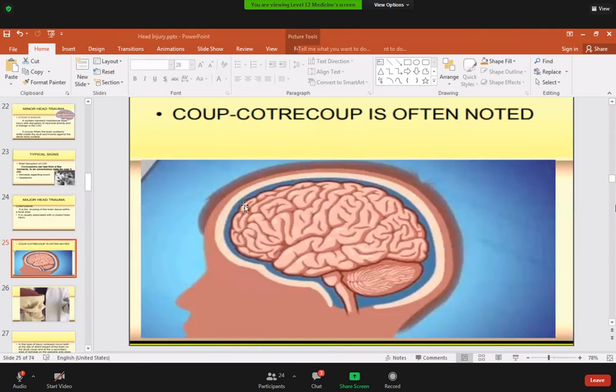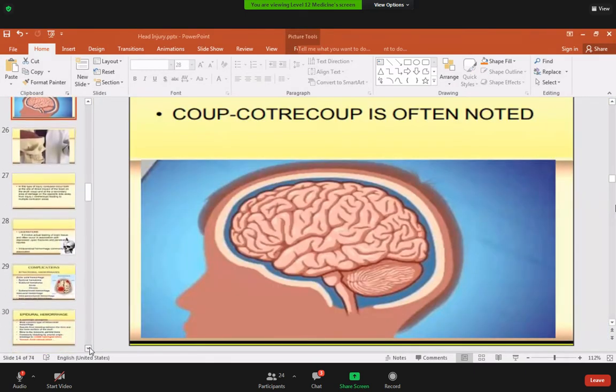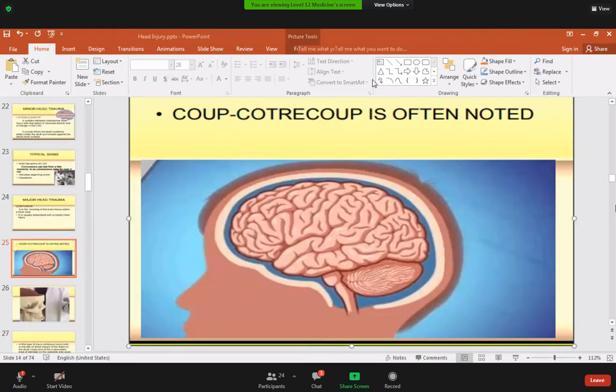Okay, now look at this picture of the brain. When there is a direct impact here, the brain in this area is affected. This is called a coup injury. But what is the brain in actual? The brain is an organ that is suspended in this lake of CSF. So what happens when there is a sudden impact? Because of inertia, the brain is pushed towards the other side, and the back of that area is also affected. This is called a counter coup injury.